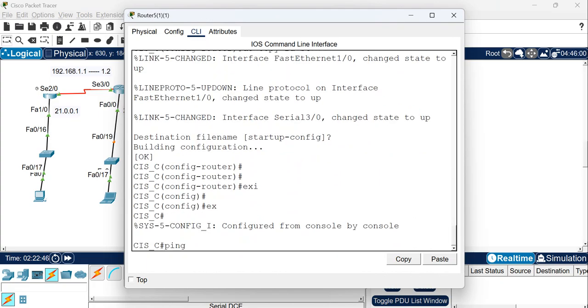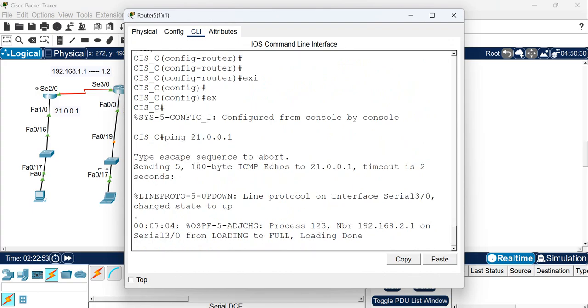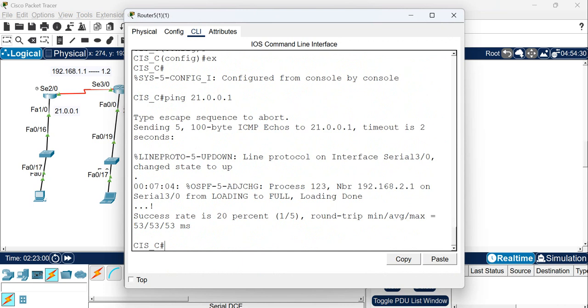Let me verify it is working. I'm going to ping this router interface, which is 21.0.0.1. Now what happens? As I told you, if you are getting exclamation marks, then it is successful. If you are getting periods, then it is a failure. Can you see it was a failure? Why? As soon as I configured it, I just tried to ping it.